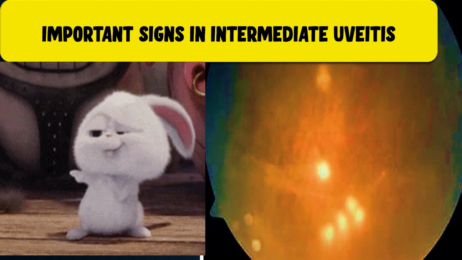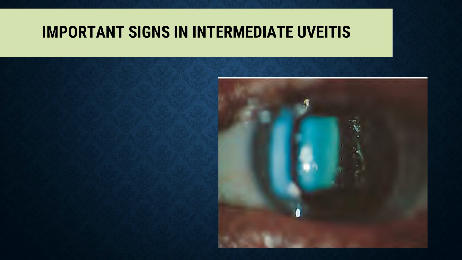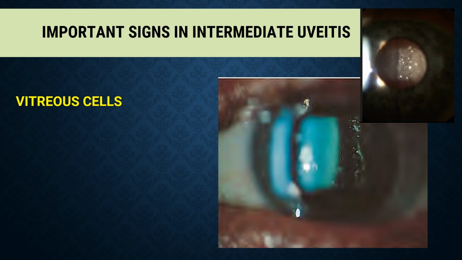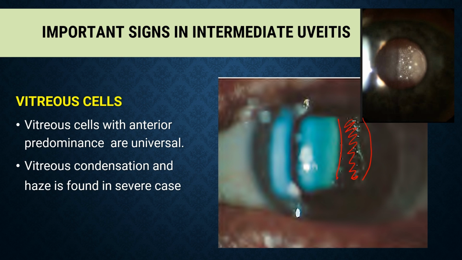So now with this, let us discuss some important signs in intermediate uveitis. Definitely we are dealing with inflammation, so you will see inflammatory cells in the anterior vitreous phase. Vitreous cells are predominantly present in the anterior vitreous phase, which is the part of the vitreous situated just behind the lens. So you have the predominance of cells in the anterior vitreous phase, also known as the hyaloid, and that is the reason why it was also known as hyalitis.